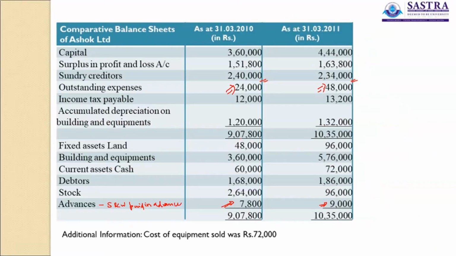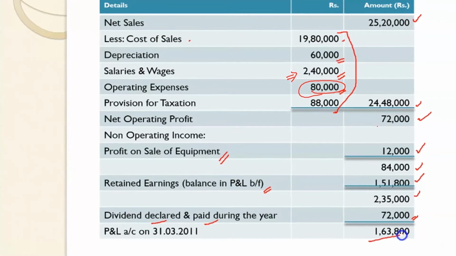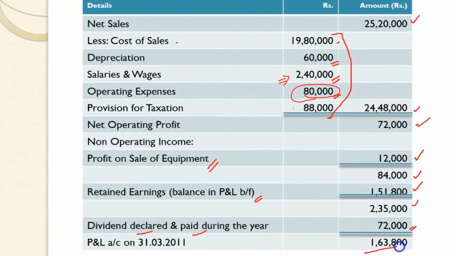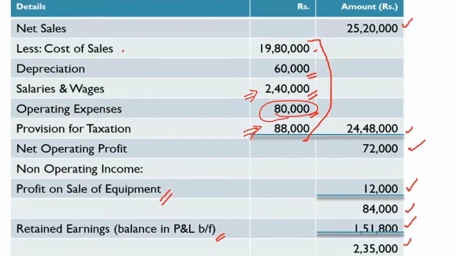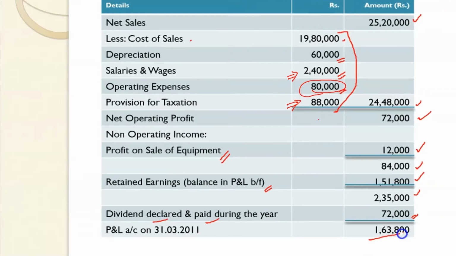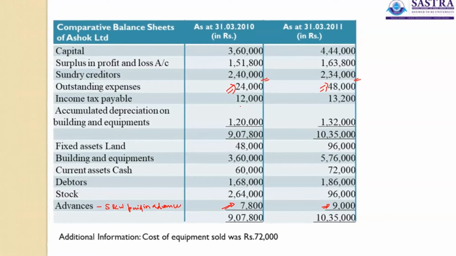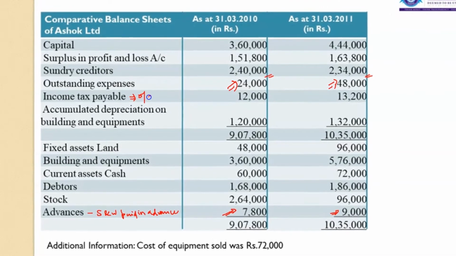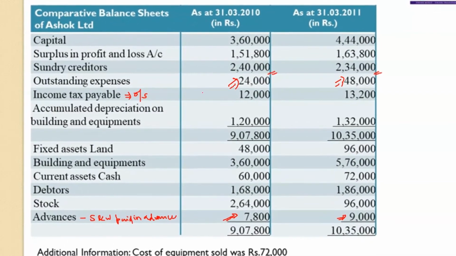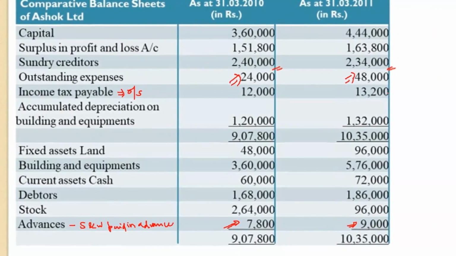So when you go back to the P&L account, the amount of provision for tax is not paid, it is just provided. For the current year, 88,000 is provided towards tax. And if you look at the balance sheet, the opening and closing balances of tax payable, that means outstanding, are given, due but not paid. It was 12,000 at the beginning and 13,200 at the end.